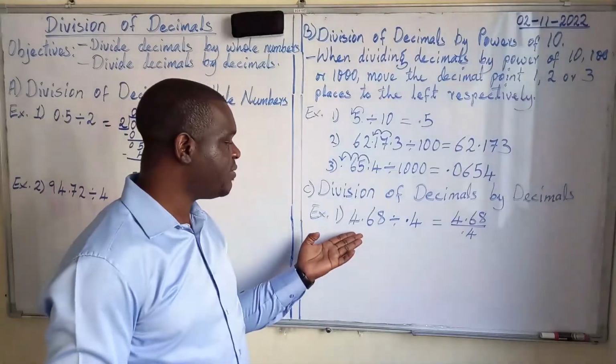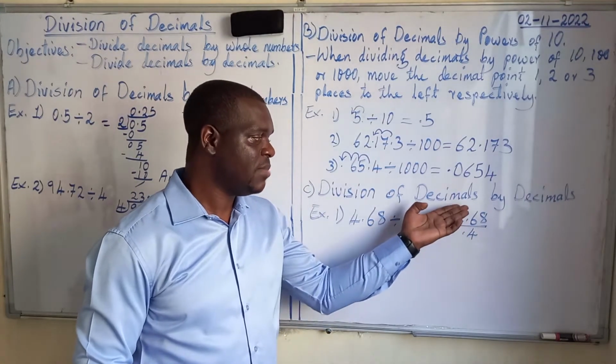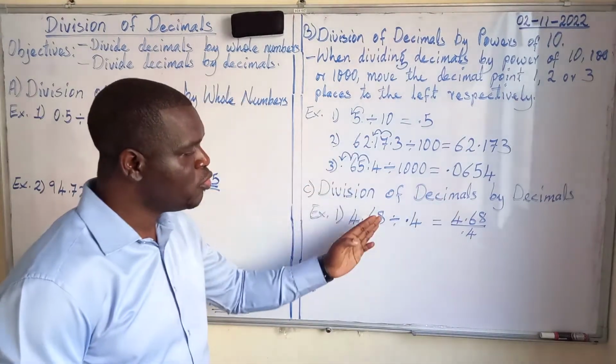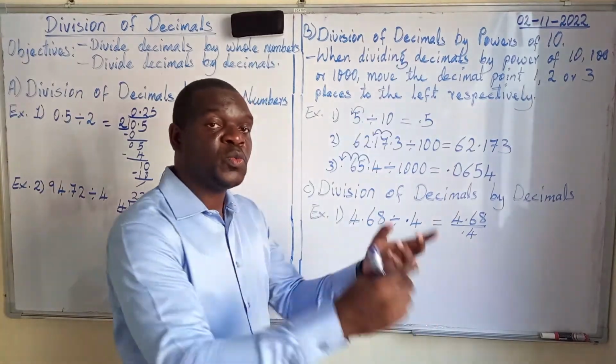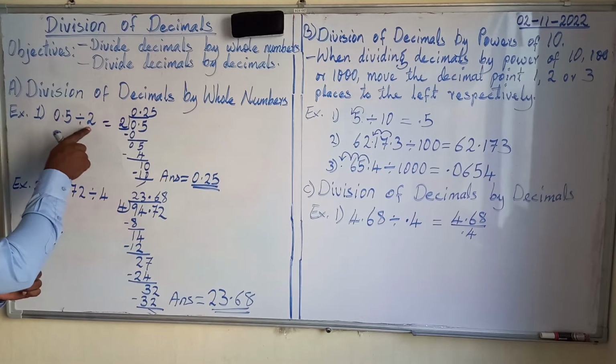With this understood, now let's look at how we can divide a decimal by another decimal. For instance, we have 4.68 divided by 0.4. This is the same as what is written here. We have the dividend and we have the divisor. So what you do as far as this is concerned is we will draw inspiration from our first example. Here we have a decimal and we're dividing by a whole number.